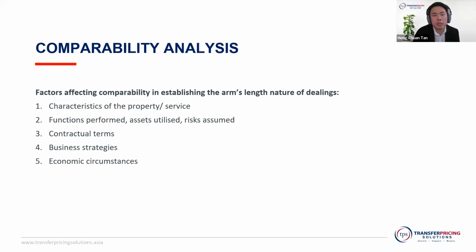Then you look into your contractual terms, whether the terms and conditions are the same. Business strategies in relation to that particular transaction. What are the strategies imposed in relation to those transactions? And lastly, you're looking at economic circumstances, where you'll be looking at geographical location, any other sort of means. Some may involve like the political environment of that particular economic environment. So these are the factors that we need to take into account for the purpose of selecting your appropriate transfer pricing methods.